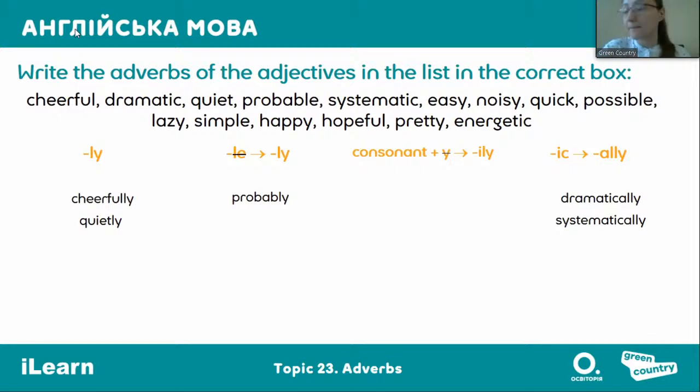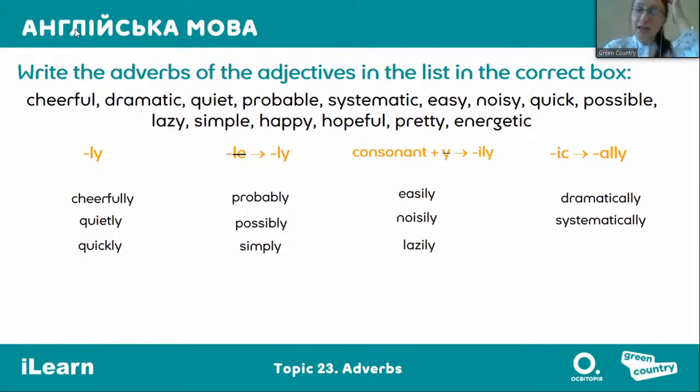Okay, let's go next. Easy becomes easy. Mind the spelling. Easy becomes, that's right, easily, yes? So we have y at the end, so we need to change it, easily. Noisy is the same, noisily. Quick, the same as quiet, becomes quickly. Okay, possible, the same as probable, we mentioned that, becomes possibly. Lazy, lazy might sound awkward, but anyway, lazy becomes, звучить, можливо, трошки дивно, lazily, that's right.